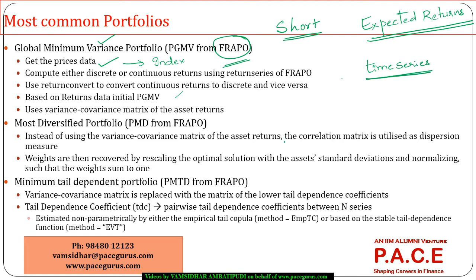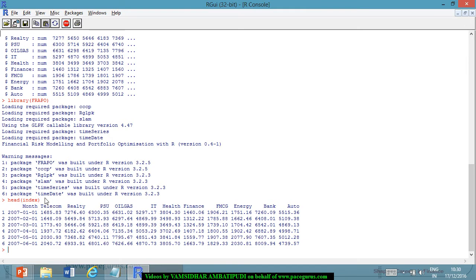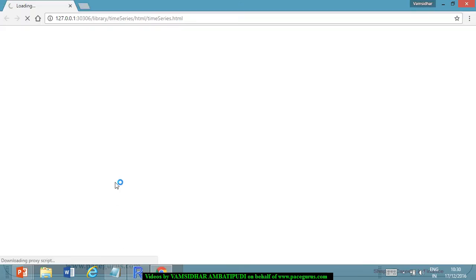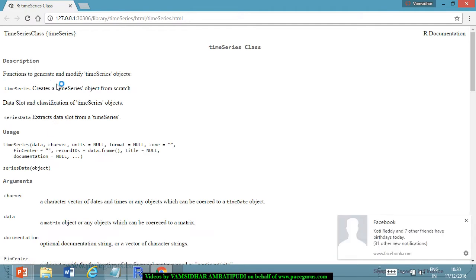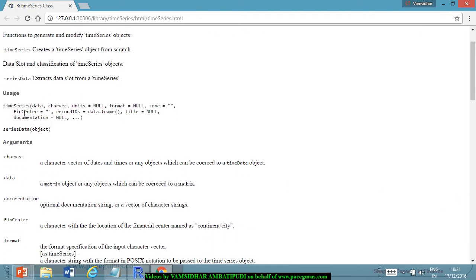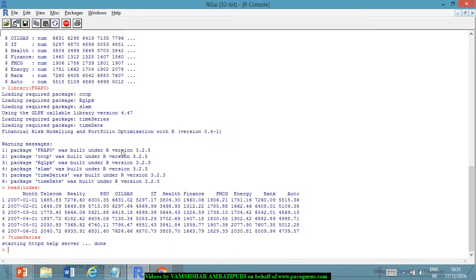So how do I convert it into time series data? I require the time series package to be installed. Obviously, when I loaded Frapo, the time series package also got loaded. So I can search for this function called timeSeries, which says it's a function to generate and modify time series objects. I would like to look at that. In timeSeries, I have to give a data and also a character vector. The data is those values which represent the time series.